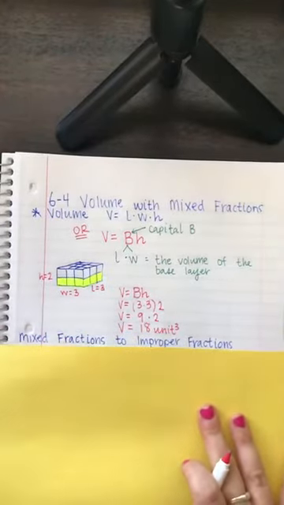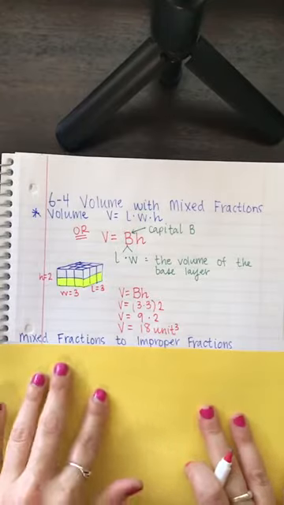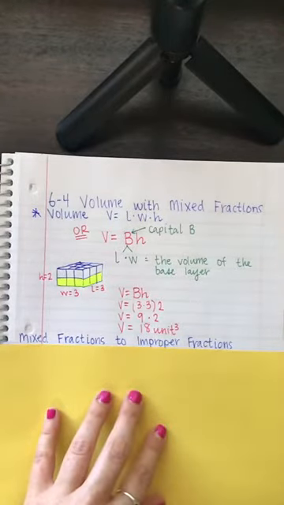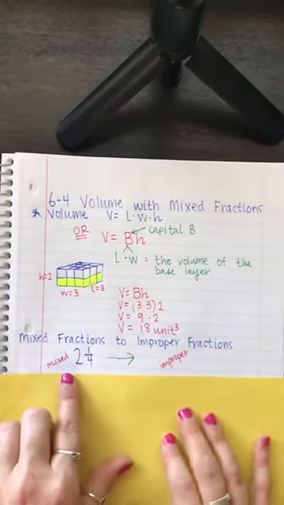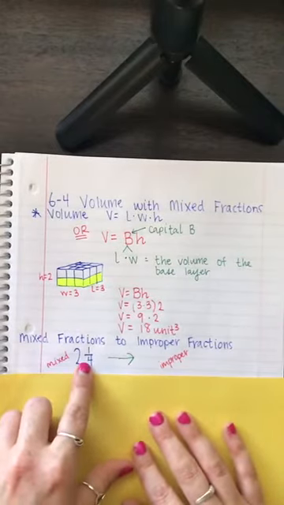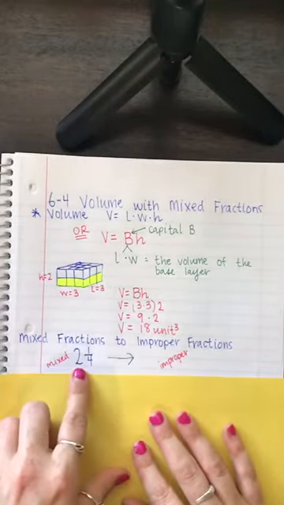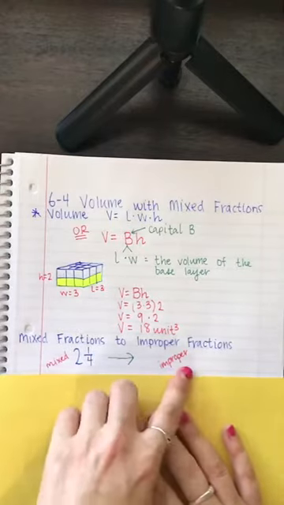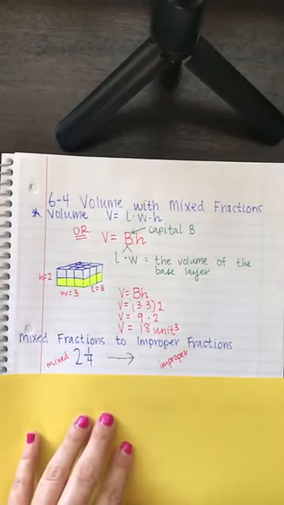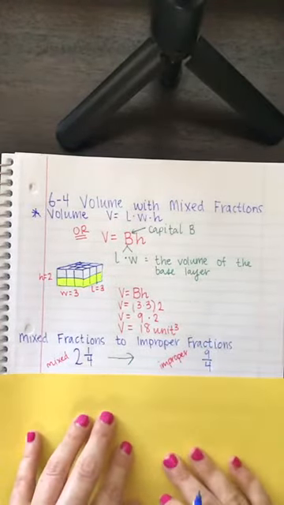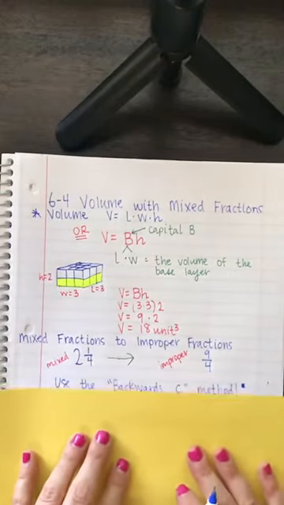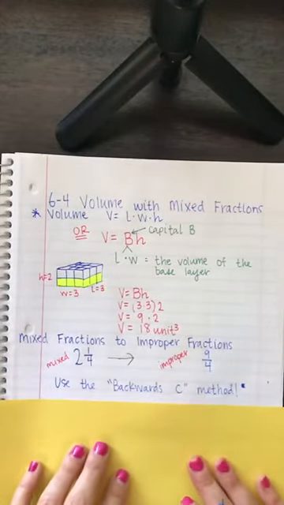Okay, now a review of mixed fractions into improper fractions. Some of you probably have this down. We also have done this year, so this will just be a review and then applying it to these three-dimensional figures. Here I have a mixed number. It's mixed because I have a whole number and a fraction. My mixed number is 2 1/4, and I want to change it to an improper fraction. We're going to do the steps for that, but our improper fraction is 9/4. If you don't remember how to do that, you're using the backwards C method.